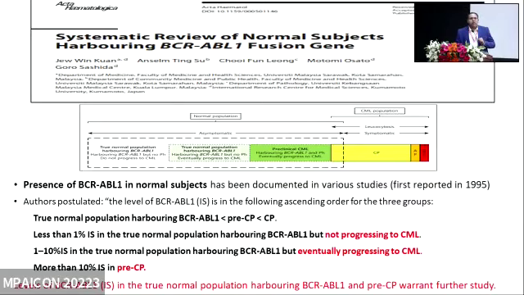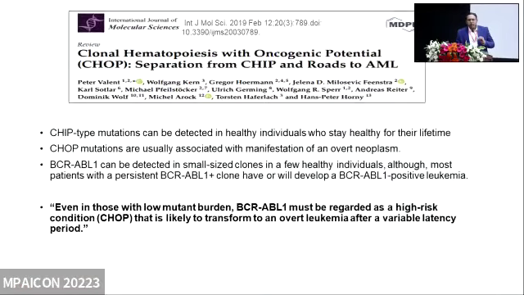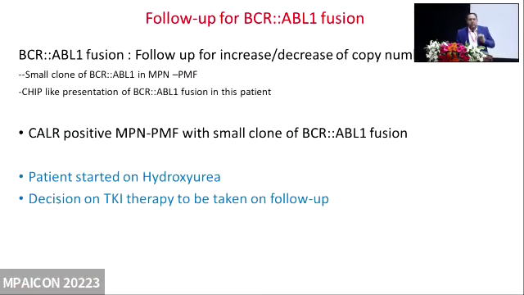What does the literature say about BCR-ABL? Can BCR-ABL occur in normal healthy individuals? Yes, it can occur. The first paper, published in 1995, mentioned a case showing BCR-ABL in normal healthy individuals. Normal healthy individuals can have BCR-ABL at less than 1%. The level of BCR-ABL in the true normal population harboring BCR-ABL and pre-CP warrants further study. So if a small proportion of BCR-ABL is present, you need to keep the patient on follow-up. That is what we did. The patient was started on hydroxyurea meanwhile, and the decision for TKI therapy was postponed until follow-up was done.